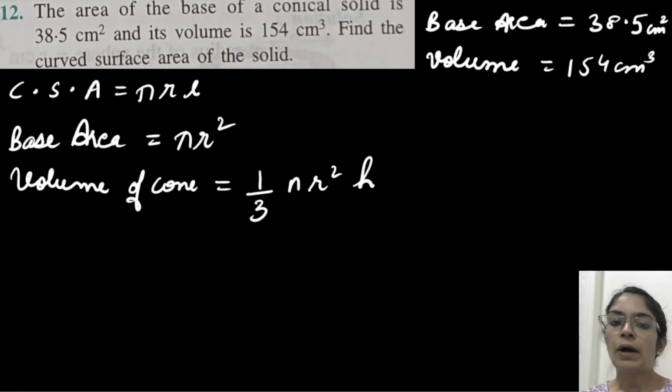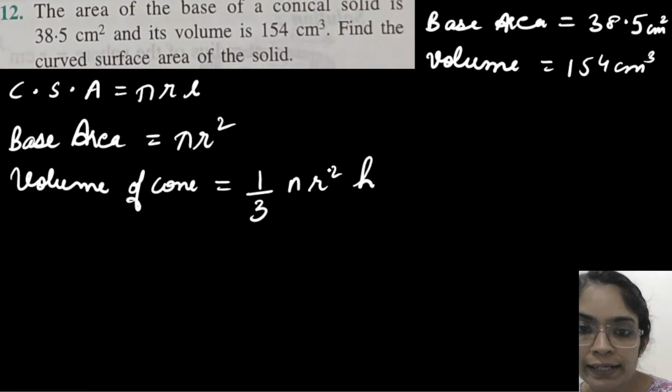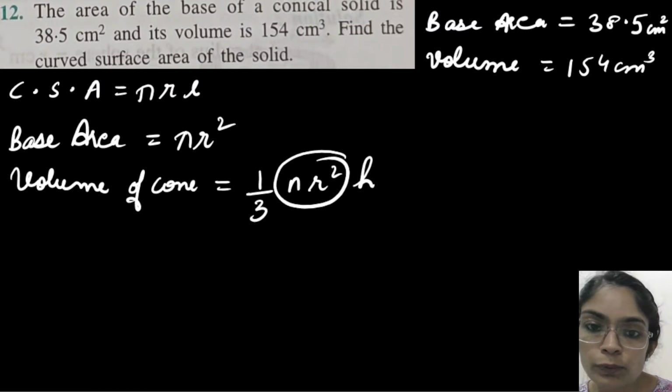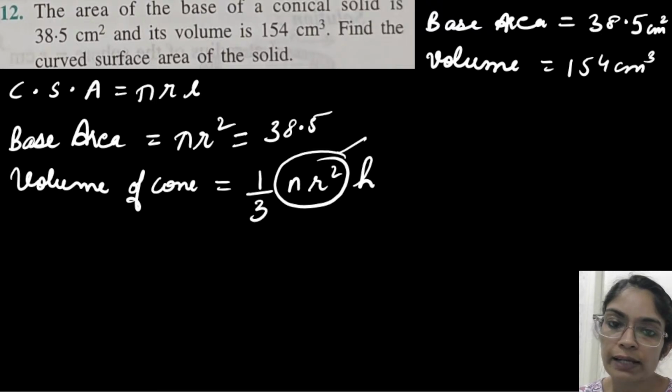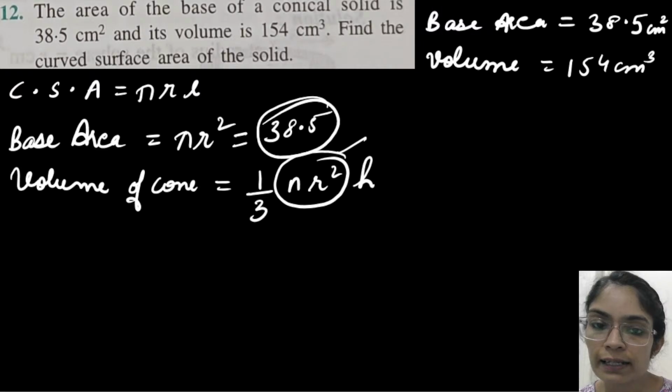Volume of cone is 1 by 3 pi r square h. So you can see here pi r square is coming, pi r square is coming here also, and pi r square is coming in base area also. So that means I know what is the value of pi r square. This is 38.5. The value of pi r square is 38.5, so I will just substitute here.